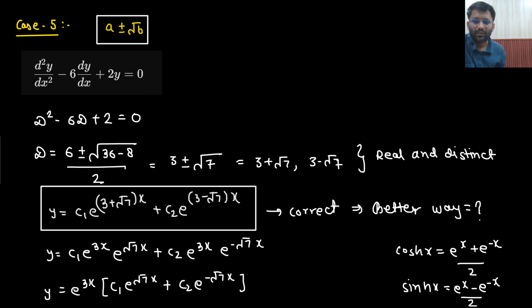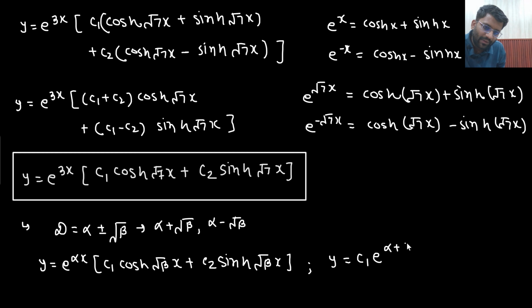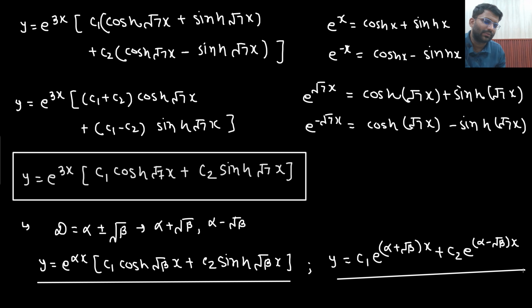Under root or without under root? Let me check. Under root only. So cos hyperbolic under root beta x plus c2 sin hyperbolic under root beta x. This is one of the answers. Or the simple answer is c1 e to the power alpha plus under root beta x plus c2 e to the power alpha minus under root beta x. Both answers are acceptable. This answer is also correct and this answer is also correct.